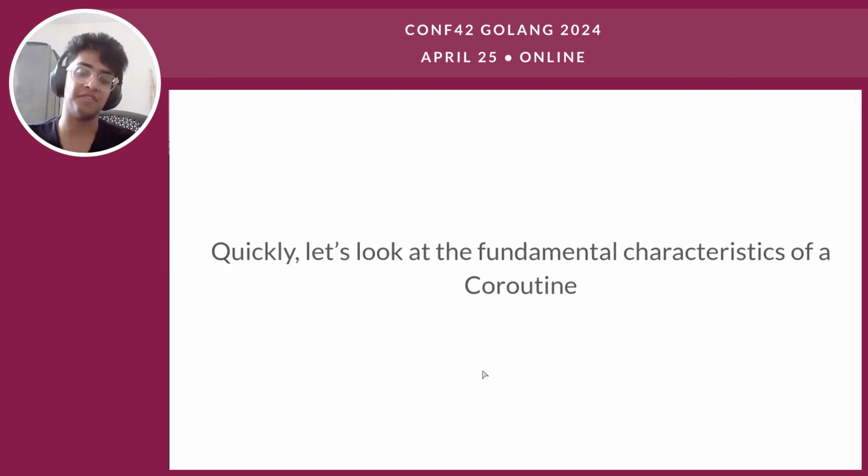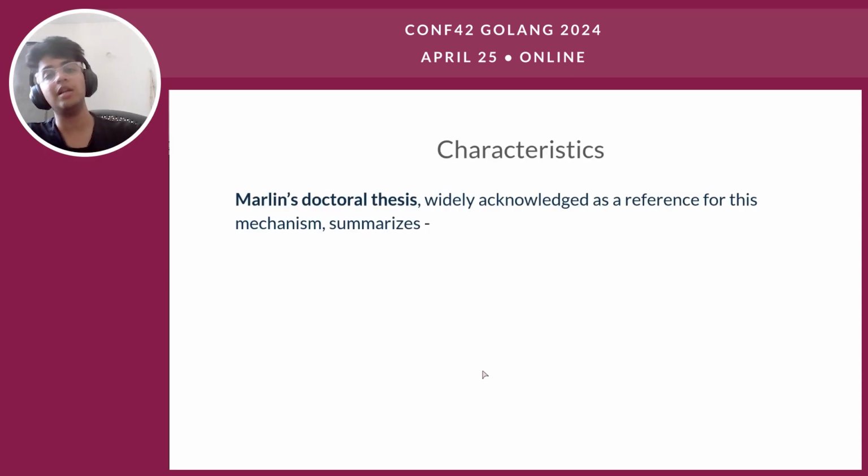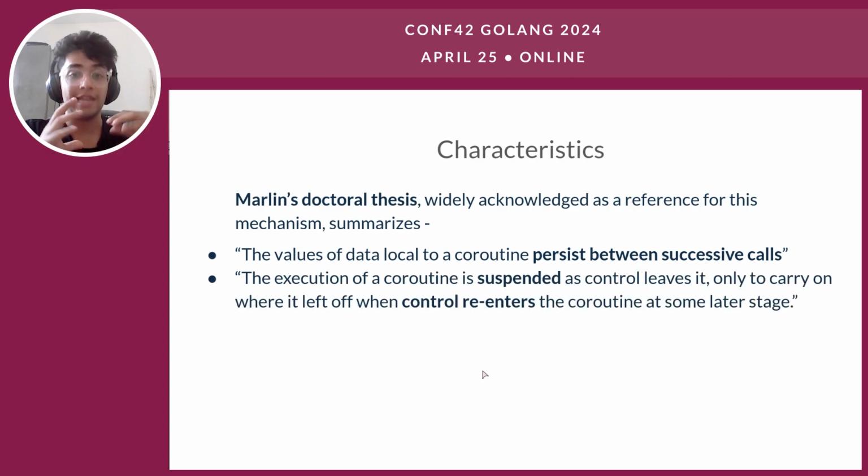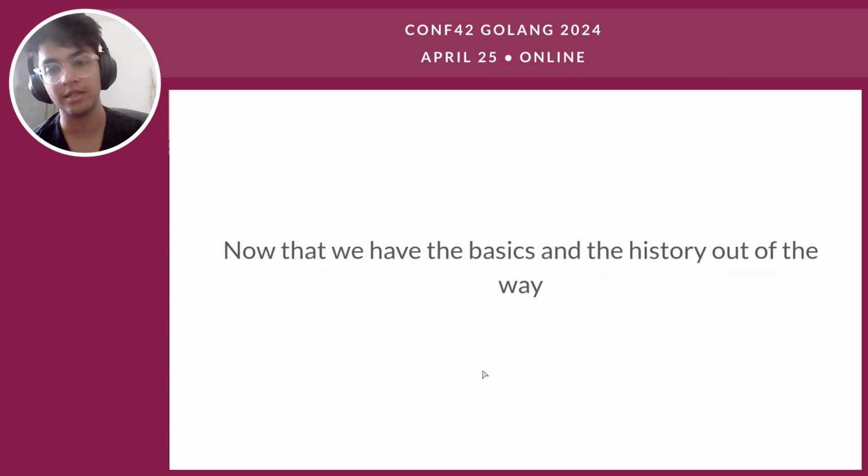What about the precise definition problem? Well, Marlin's doctoral thesis is actually widely acknowledged as a reference for this, and it just summarizes whatever we have discussed so far, which is that the values local to a coroutine persist between successive calls. It can pause itself and save the state there, and the execution of a coroutine is suspended as control leaves it, only to carry on from where it left off when control re-enters it. So when a coroutine yields, the control leaves it where it yielded, and when you resume a coroutine, it starts processing from where it had stopped. Basically what we've already discussed.